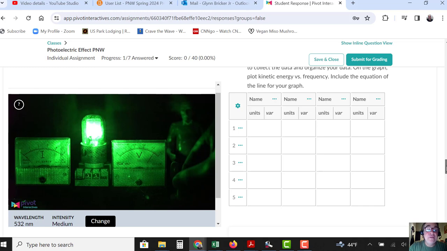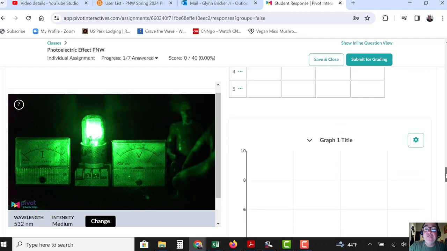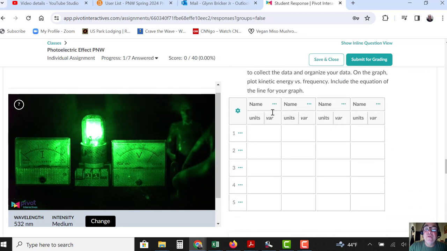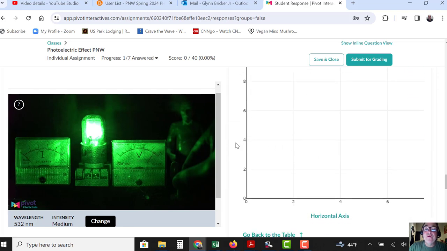Okay, so what are we going to use all these things for? You're going to build a graph down here once you've set this thing up. You've got to name it, put the units and the variable. And then remember, these graphs, things will appear here that you're able to actually graph. So let's take a look at how this is going to work out.